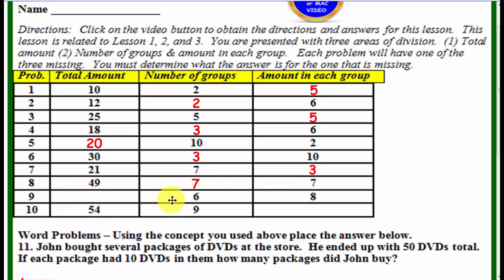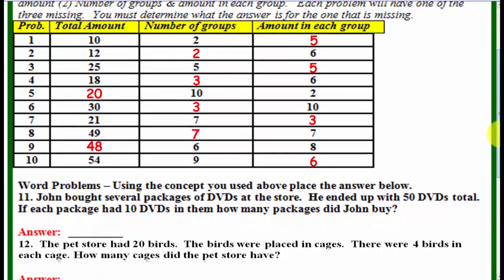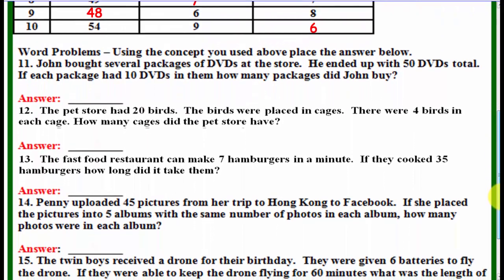And number 9, if we know we have 6 groups and there's going to be 8 in each group, 6 times 8 is 48. And number 10, if there's 54 and the number of groups is 9, how many in each group? 6. 6 times 9 is 54. Let's slide down and look at the word problems.